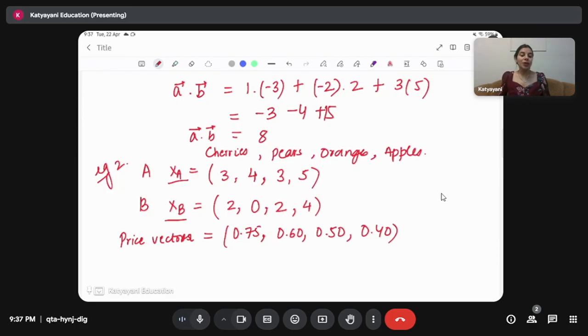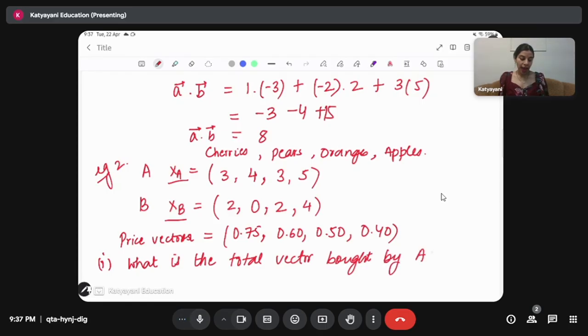Now, suppose in the question they ask you what is the cost or what is the total vector that is being bought by A and B, and then what is the cost of that vector. So suppose the question that they want to ask you is what is the total vector bought by A and B, and then it is asked what is the cost of the total vector, right?